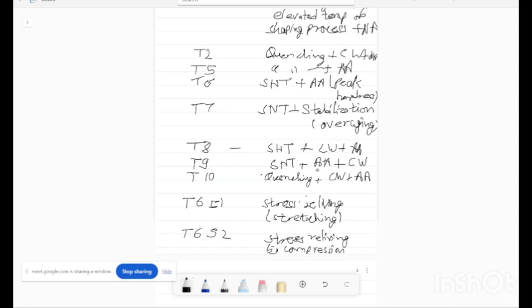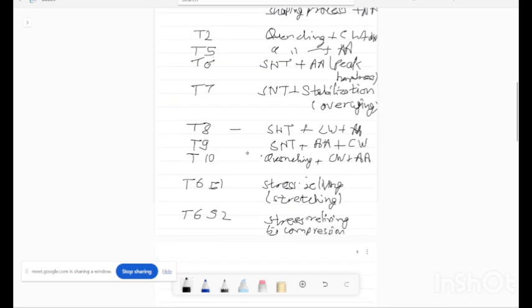first artificial aging and the second cold working. So T8 and T9 are the reverse of the process. Means in T8 first is cold working, while in T9 first is artificial aging, then followed by cold working. In the T10 condition, the quenching from an elevated temperature shaping process is followed by cold working, then artificial aging.